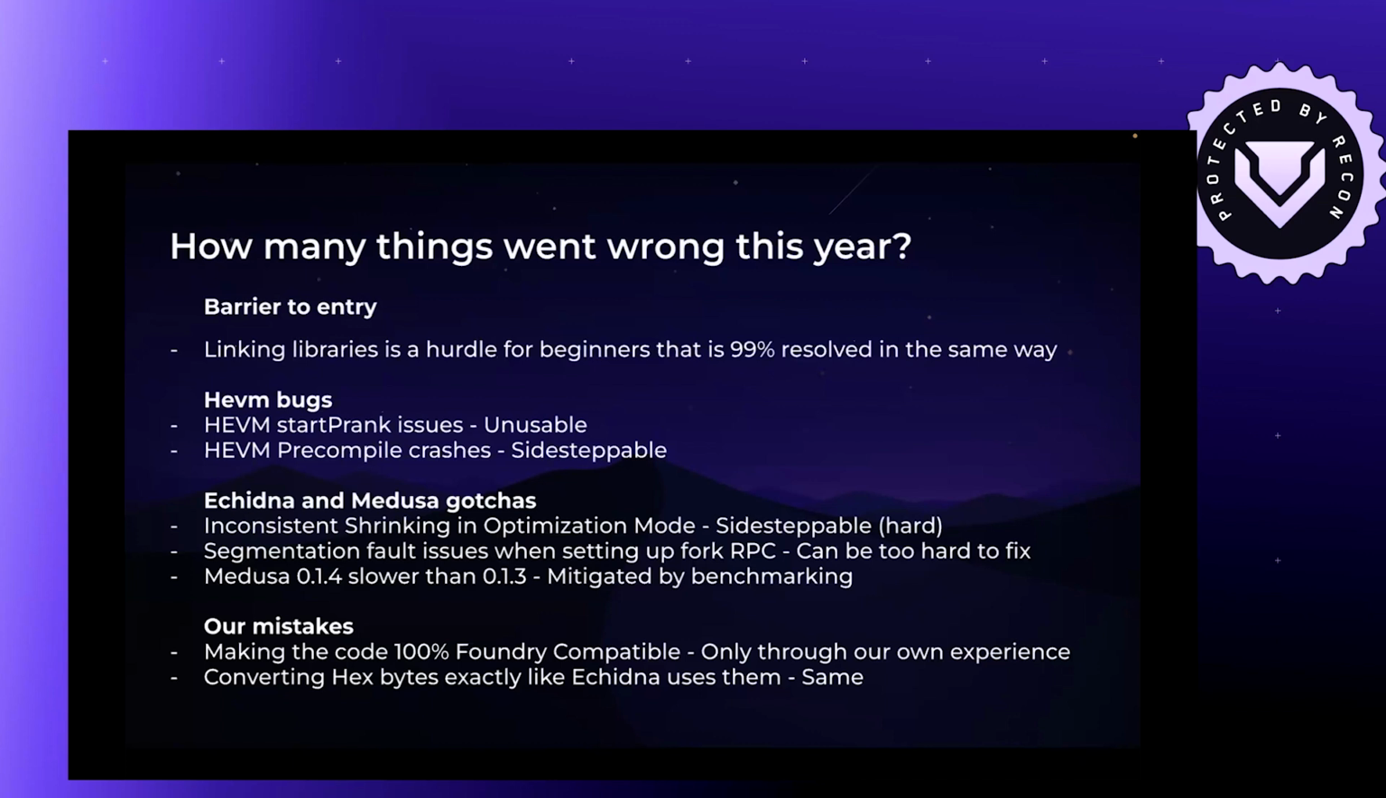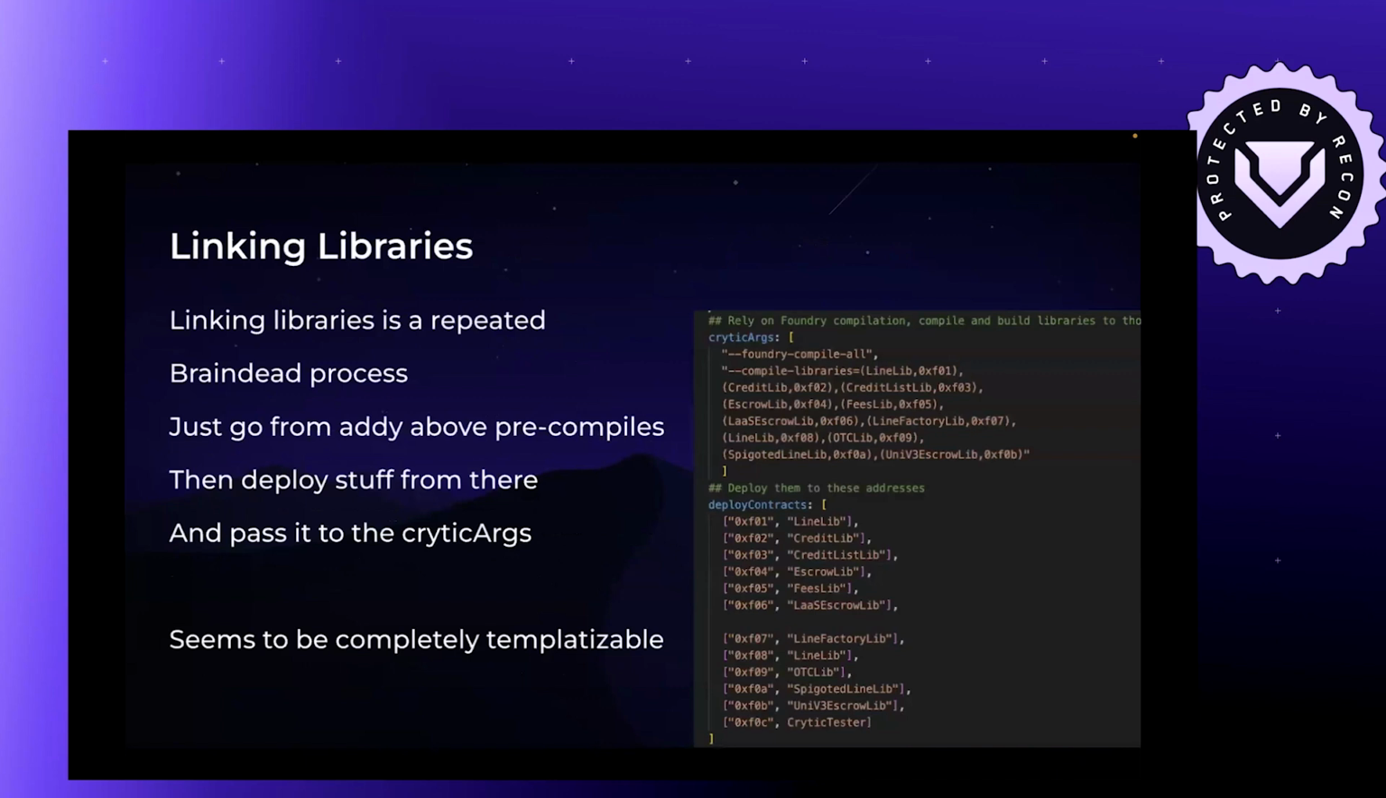And then we have found some weird stuff when forking the chain, which I'll show how we solved. And lastly, we also ran into a performance issue when upgrading blindly to Medusa. So you do have to be a bit mindful of this stuff, but at the same time, again, this comes from a place of love. And also, I'm going to talk about a couple of the mistakes I made. So the first thing is, linking libraries is basically the Dark Souls of invariant testing.